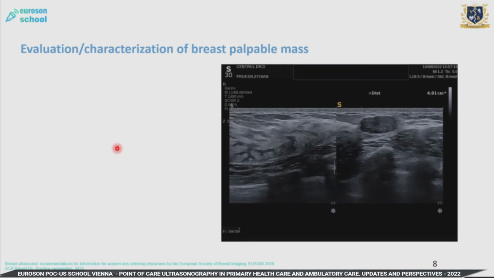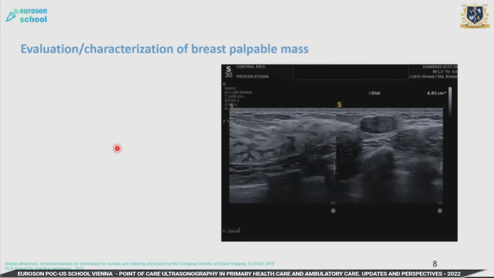When you have a palpable breast mass, it's easy to just put the ultrasound probe on the mass. But use the anatomic way of doing it, because it makes it easier for you to make a consideration. Put the transducer orthogonal, so that you know where you are and where the position of the lesion is in the breast.